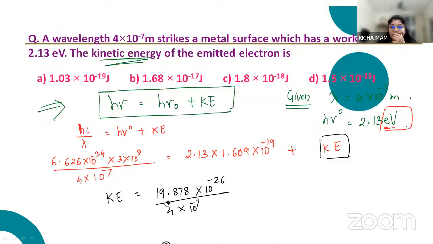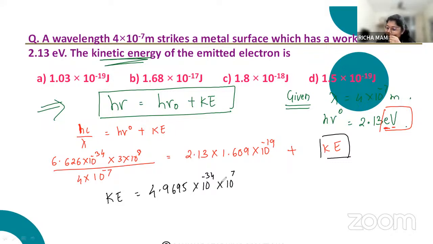I'll erase this. Okay, so I'll directly write it. So it is 4.9695 into 10 raised to minus 34 into 10 raised to 7. So minus 34 minus 7 is 27. So this will become 10 raised to minus 27.